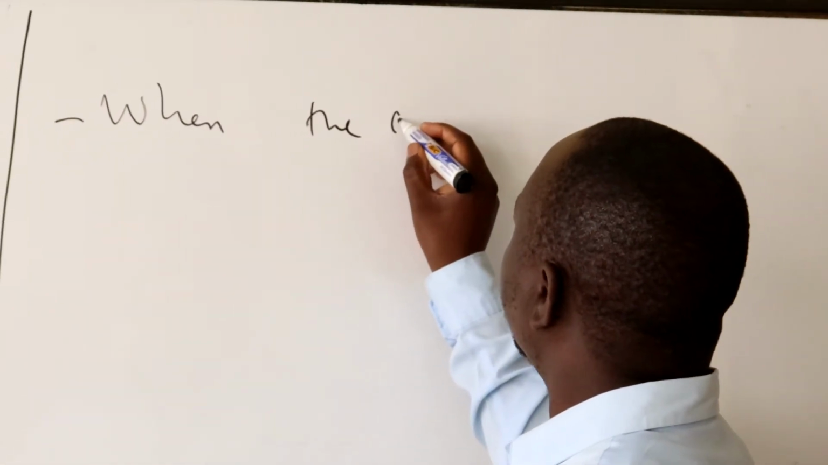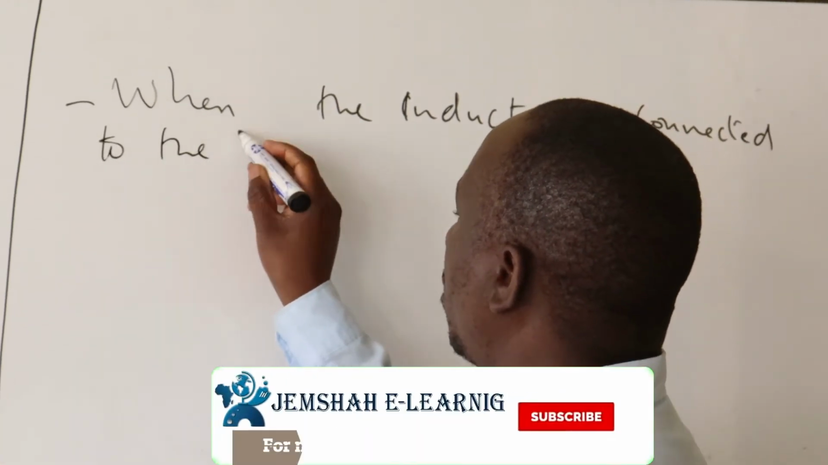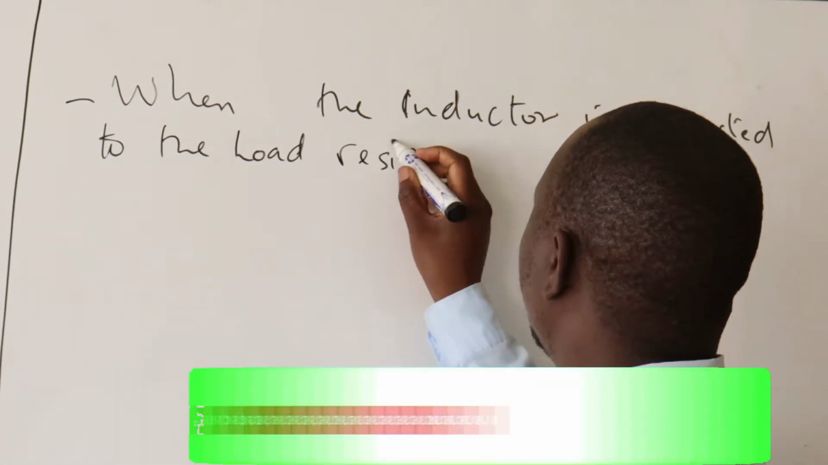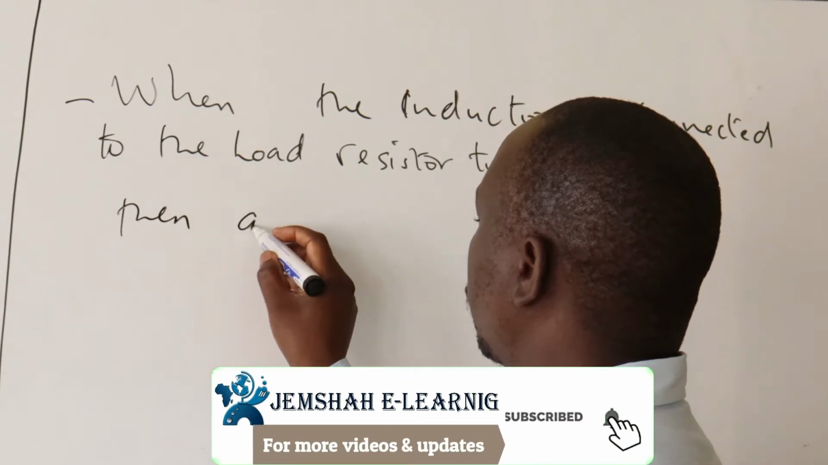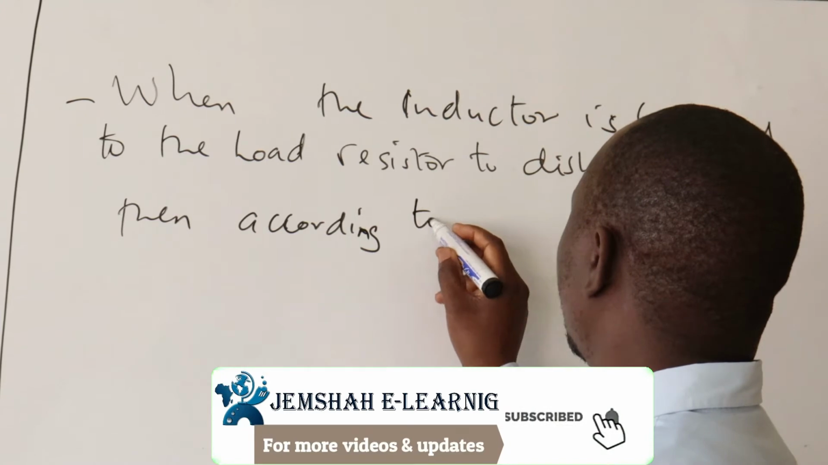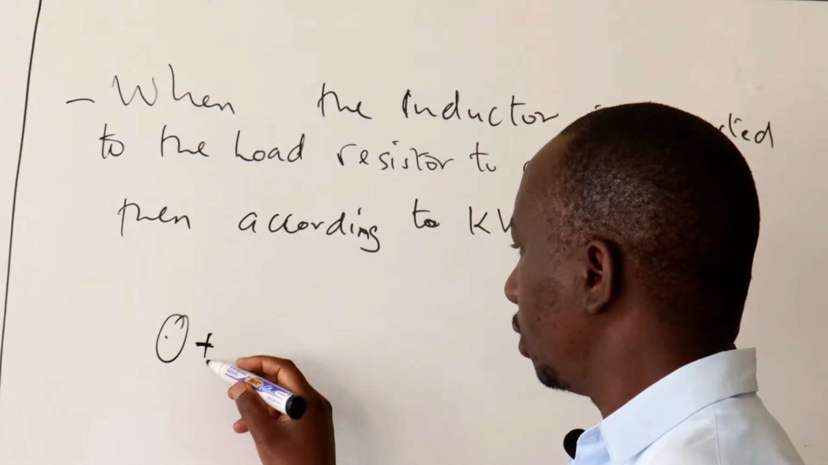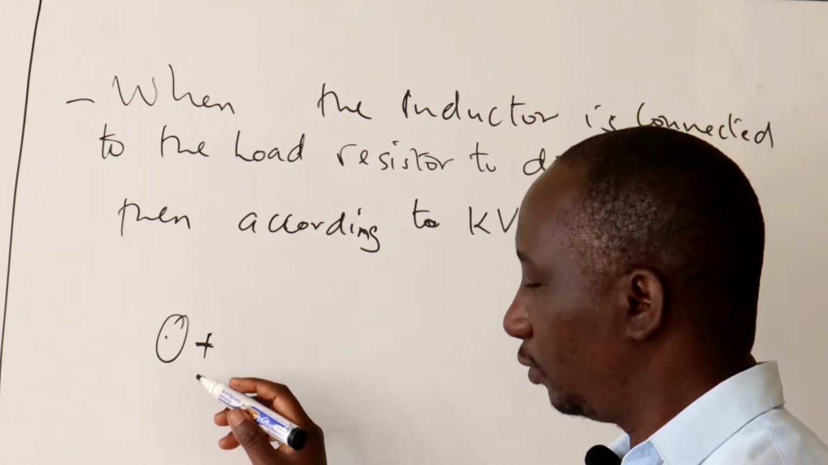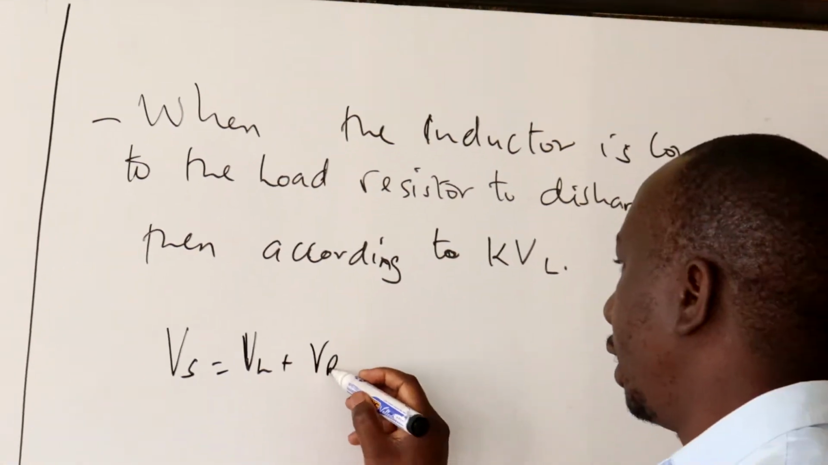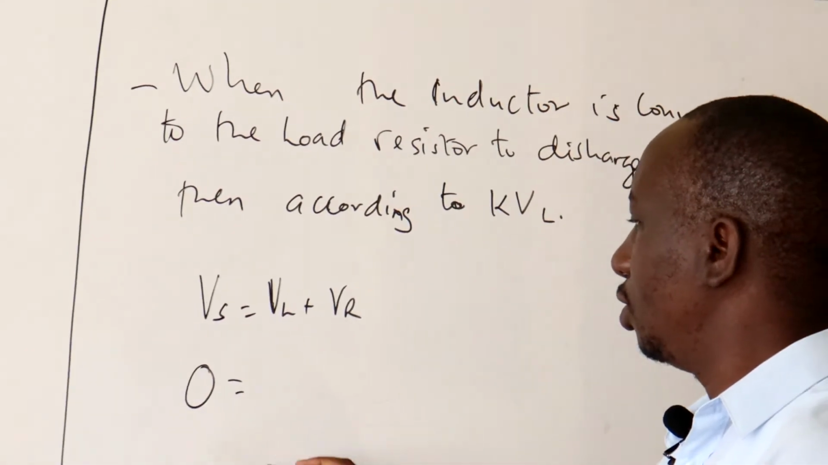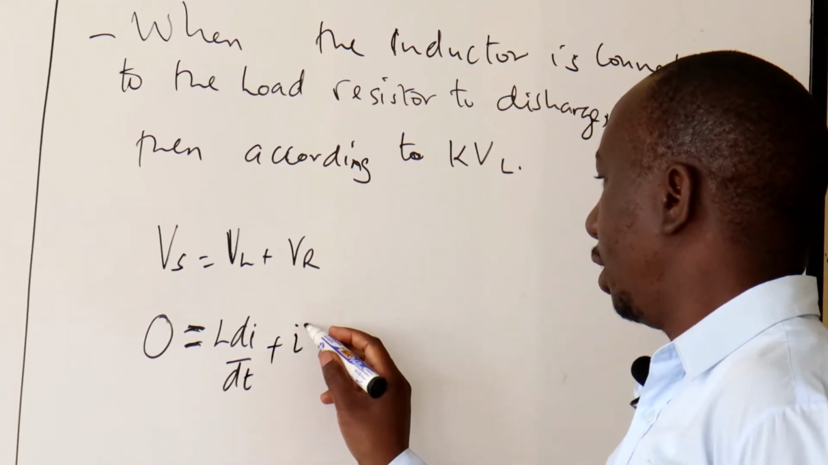When the inductor is connected to the load or resistor to discharge, then according to Kirchhoff's voltage law, KVL, we have Vs supposed to be VL plus VR, but the supply voltage is 0 then, so this is supposed to be 0. It's supposed to be VL, which is L di/dt, plus I of R.